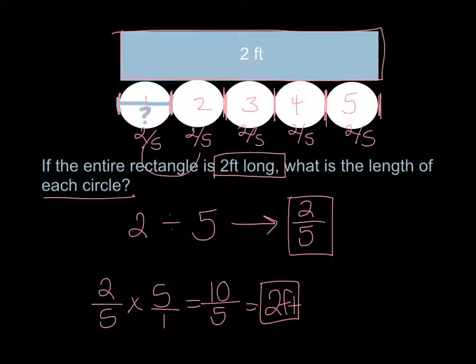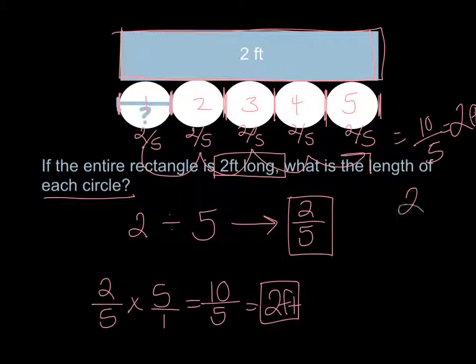Or I could just add this up. 2/5 plus 2/5 is 4/5, plus 2 more is 6/5, 8/5. 8/5 plus 2/5 is equal to 10/5, which once again equals the whole distance of 2 feet. So in order to solve this problem, I looked at the whole distance of the rectangle, which was 2, and it was divided up by 5 objects.